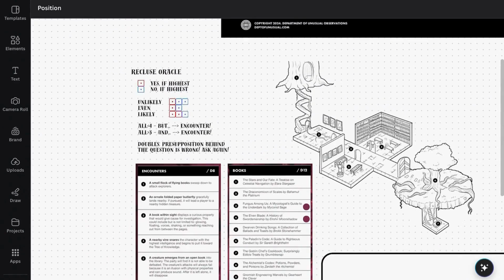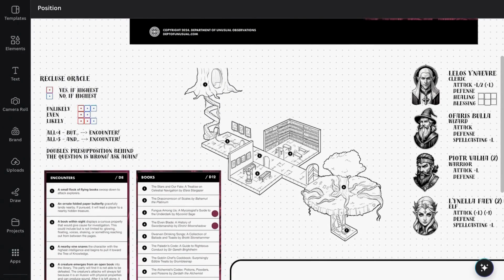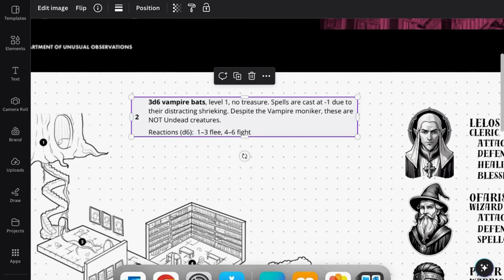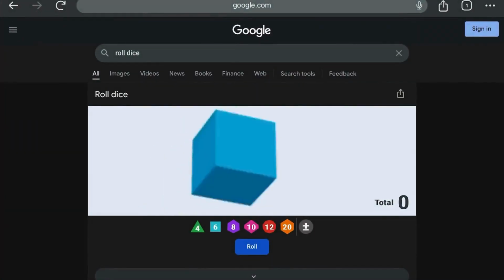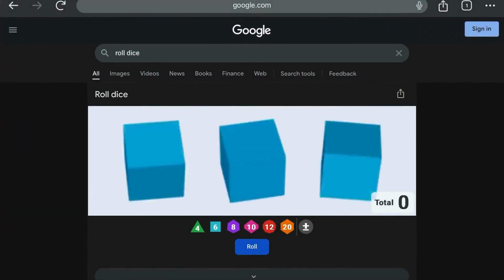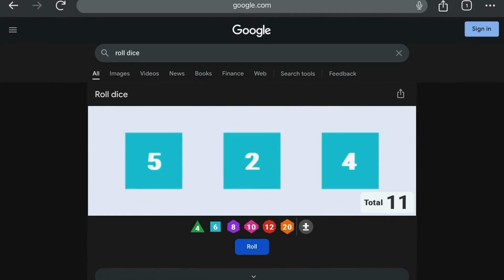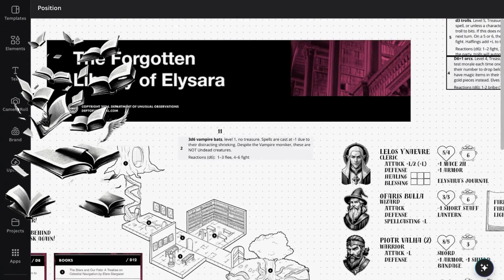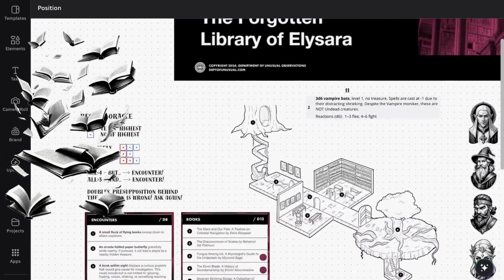I will go with the bats from the core book. Okay, let's see how many flying books, these vampire bats. 3d6. 11. Okay. Level 1, no treasure, spells are cast at -1 due to their distracting shrieking. Yeah, due to their distracting flapping of pages. And they attack, it says.